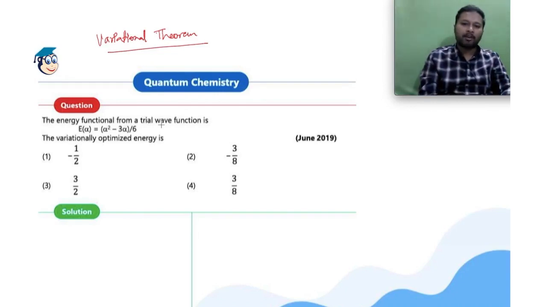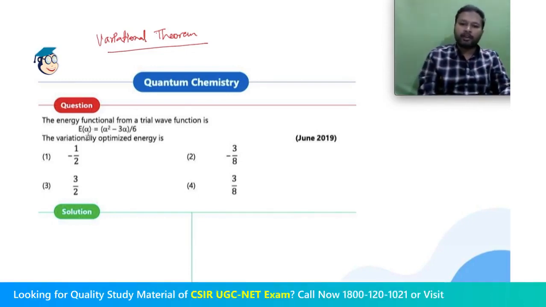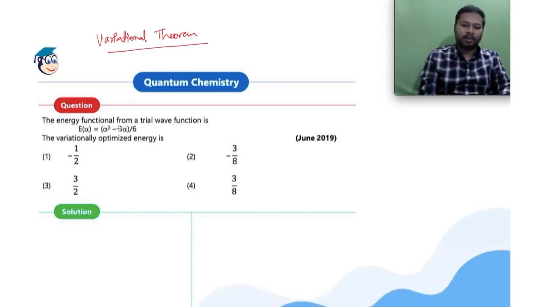Like the maxima or minima of a particular function, you can get just by differentiating it, by doing a first differential and equating it to 0. Okay, so what you have to do is, you are given the function, you just have to differentiate it first of all and then equate it to 0. That's all you have to do. And you have to find out the value of alpha, put it back into the energy, and you will get the optimized energy value. So we'll do that.